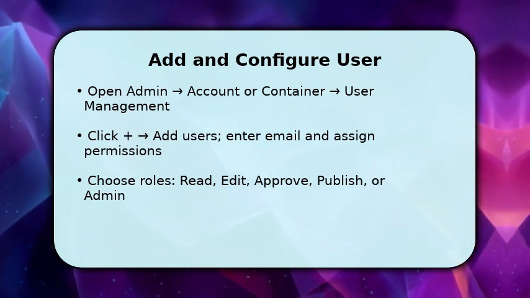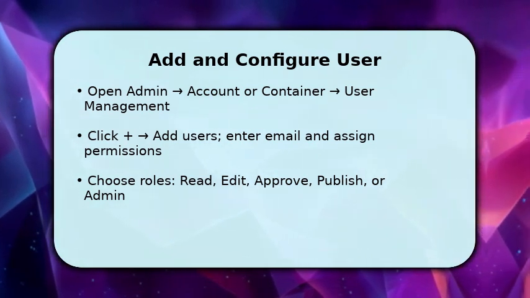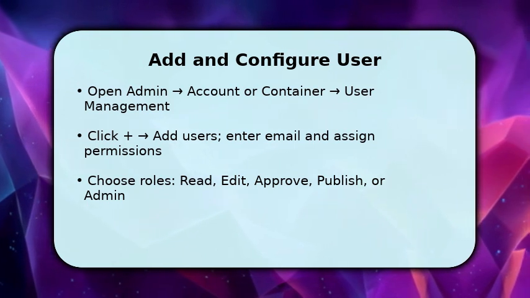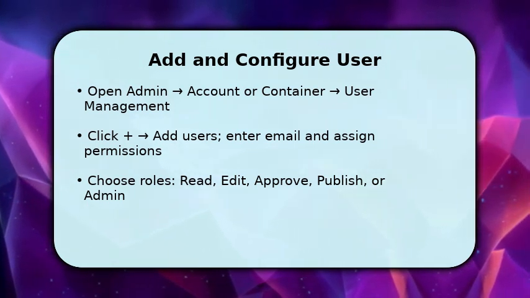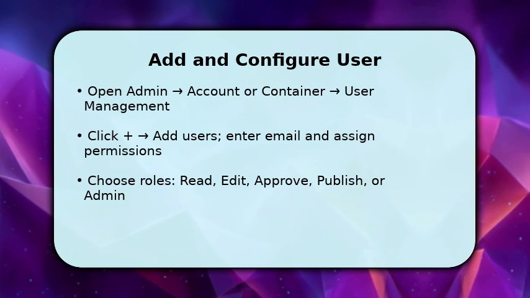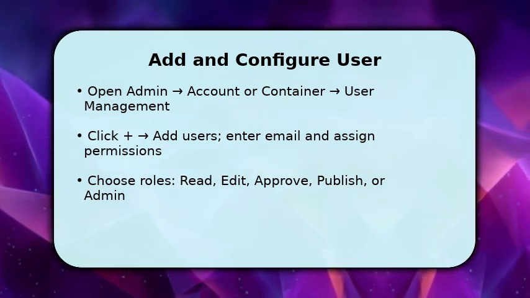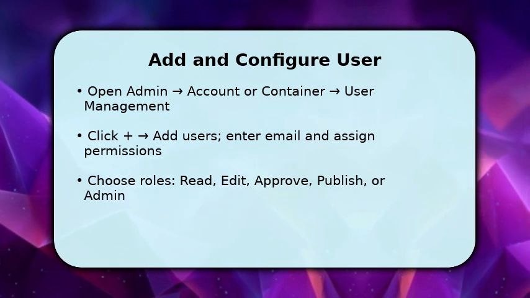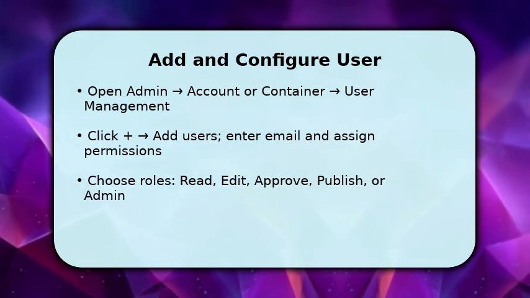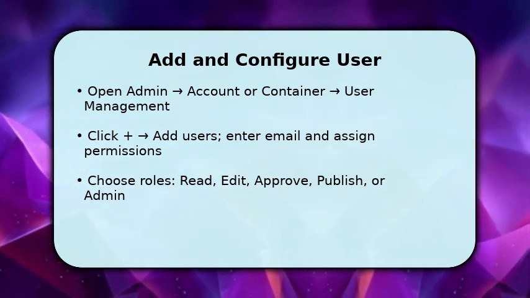Next, assign permissions. Choose Read for view only, Edit to change tags, Approve for approvals, Publish to push changes, or Admin for full control. Make sure to toggle any container-specific permissions if you chose account level. Once roles are selected, add a helpful note and click Invite to send access immediately.